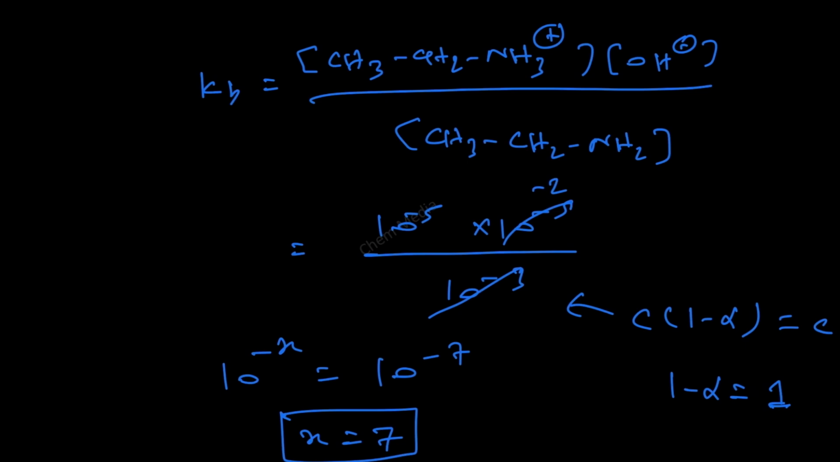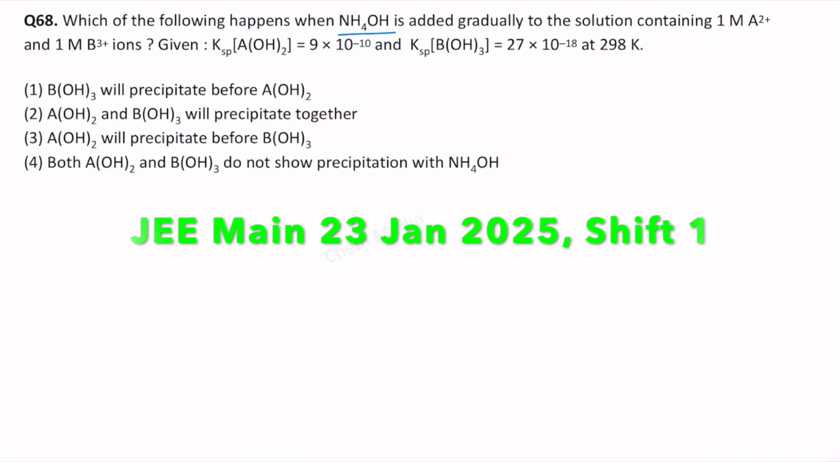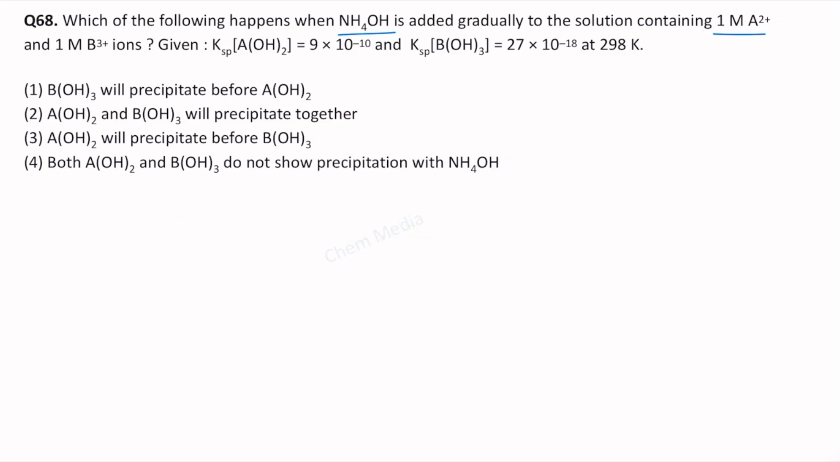That is the correct answer. Which of the following happens when ammonium hydroxide is added gradually to the solution containing 1 molar A2+ and 1 molar B3+ ions? Solubility product of both the salts are given at 298 K.